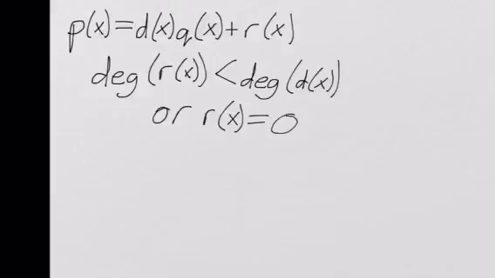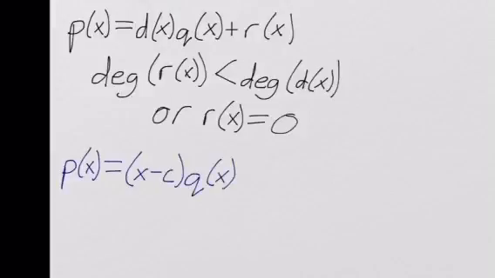So the division algorithm doesn't exactly do much straight up, but it is useful when d of x is of the form x minus c, so then the statement becomes p of x is equal to x minus c times q of x plus r, and I don't need to put r of x here because that's just a constant.